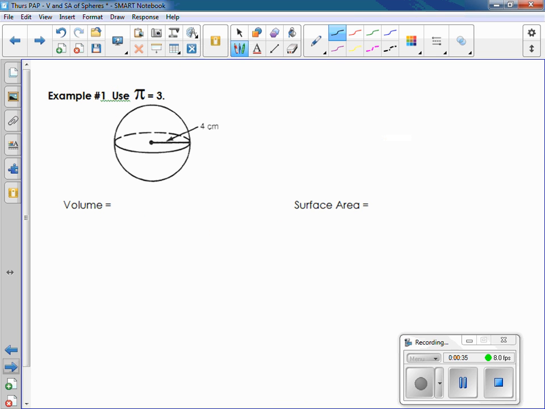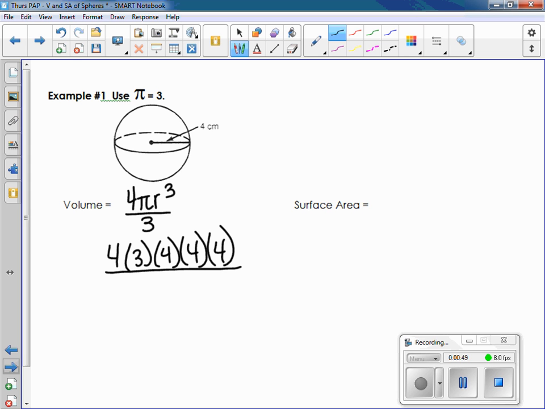So on our first one, we're going to find the volume, and our formula is 4 pi r cubed over 3. We're going to use 3 for pi here. Our radius is 4. Now this is cubed, so instead of just writing it twice, I'm actually going to write it 3 times, and then divided by 3. Now, before I spend a whole bunch of time multiplying all this together, do you notice there's a 3 on the top and the bottom?